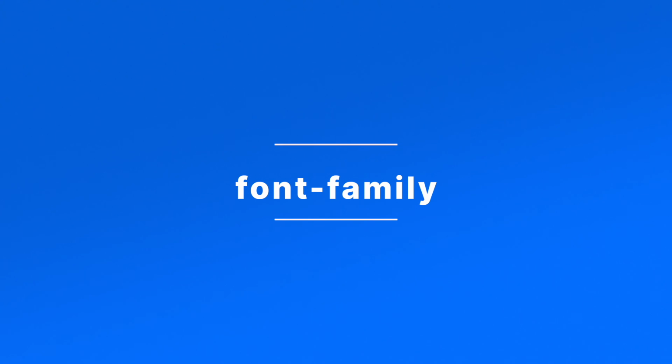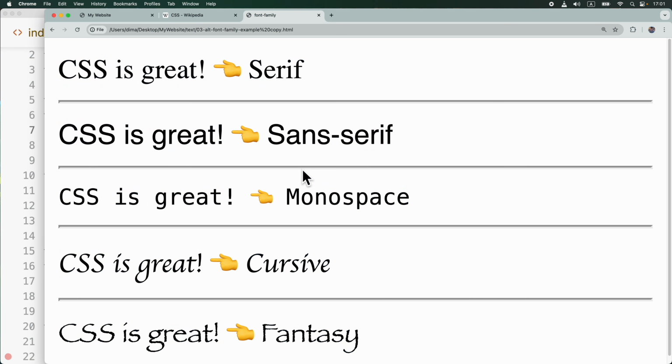The next property, font family, is so powerful because it allows you to change the font of your text. This is the same text, but different fonts are applied from 5 main font groups or generic font families: serif, sans serif, monospace, cursive, and fantasy. We'll discuss what a generic font family is in a minute. Now let me show you how to use the font family property.